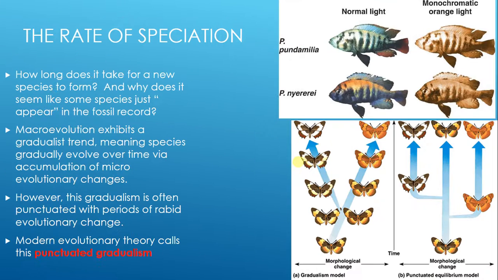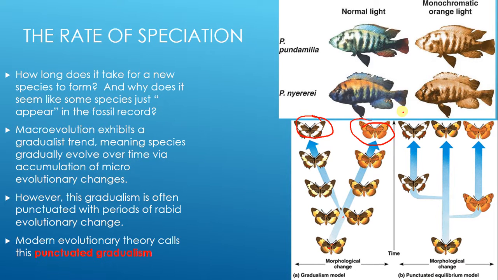The last thing we want to talk about is the rate of speciation. So how long does it take for new species to form, and why does it seem like some species just appear in the fossil record? So macroevolution exhibits a gradualist trend, meaning species gradually evolve over time via the accumulation of microevolutionary changes. So over time, the microevolutionary changes build up and build up and build up between separated populations, and eventually those changes become significant enough that they are bona fide new species.